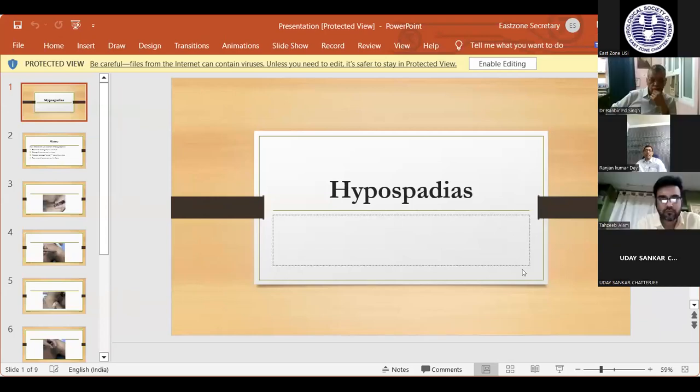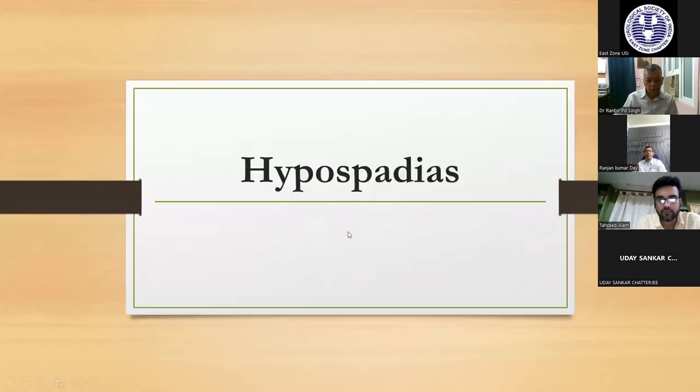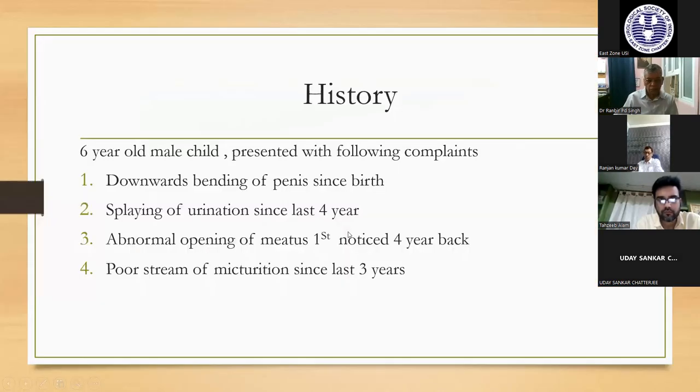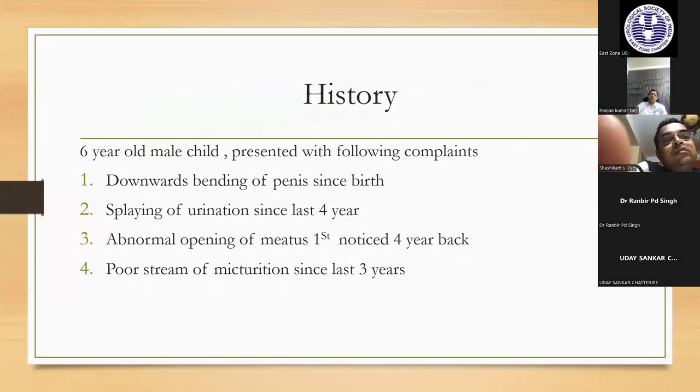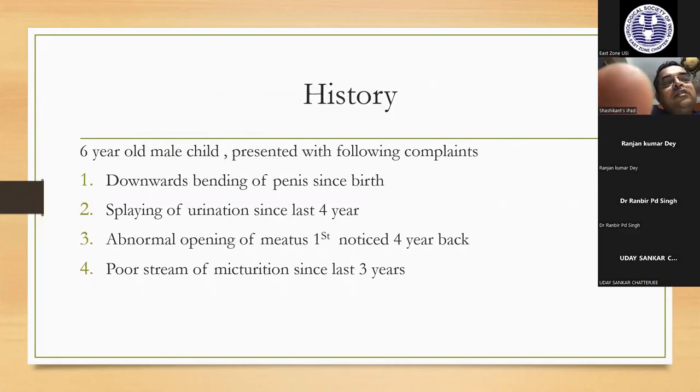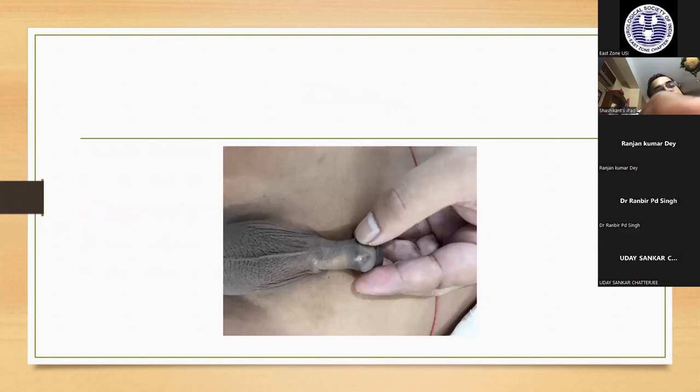So this is a 6-year-old male child admitted in our ward recently, with the mother complaining of downward bending of penis since birth. She has noticed splaying of urine for the last 4 years, with an abnormal opening of the meatus first noticed 4 years back when there was splaying of urine. The child has had a poor stream of urination for the last 3 years. We're showing the pictures. So this is the picture of the child who is admitted.